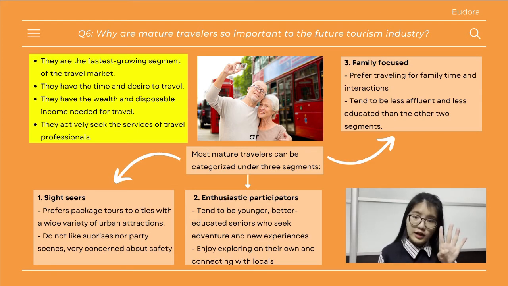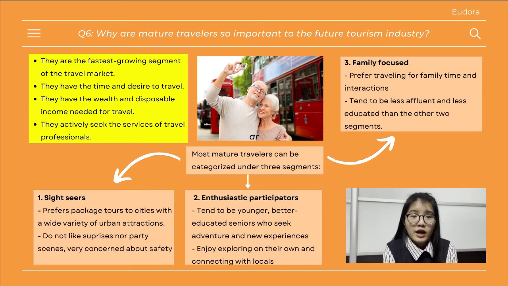So number 4, they actively seek the services of travel professionals. Well, older people, when they go to some place, even younger generations, when they go to some place that they're not familiar with, they would ask people for help. It's just that mature travelers might not know how to use the phone apps properly, such as Google Maps and Google searching for places that have the best crib or something.